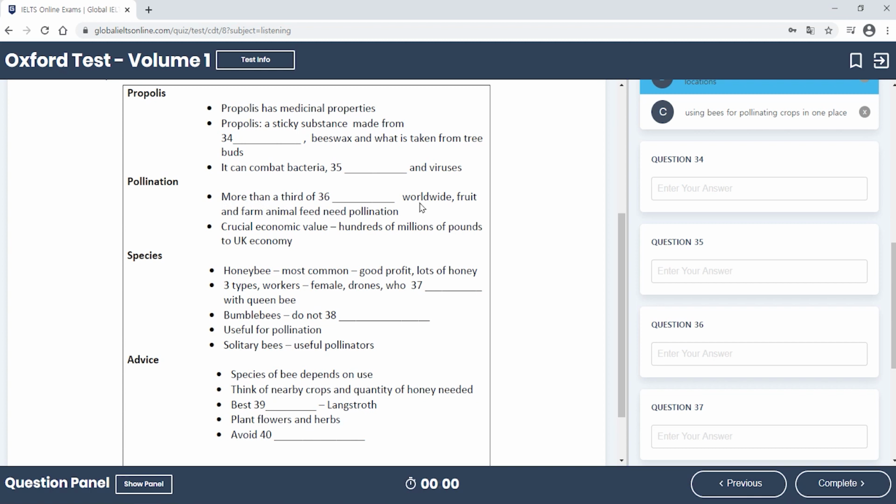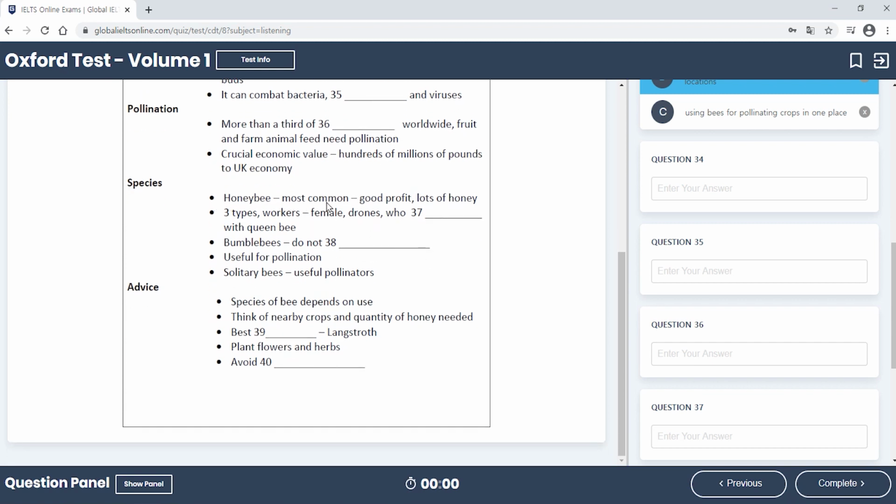More than a third of something worldwide, fruit and farm animal feed need pollination. More than a third of, this is probably going to be something plant-based, right? Cereals, plants worldwide, farmers worldwide, something like that. Species honeybee, 3 types, workers, female drones, who, something with queen bee, who, this is going to be some kind of verb, I'm guessing, some kind of action, who communicate, take care, who mate with queen bee, something like that. Bumblebees do not, and again, this is going to be some kind of action, do not sting, do not dance, whatever it is, it's going to go here.